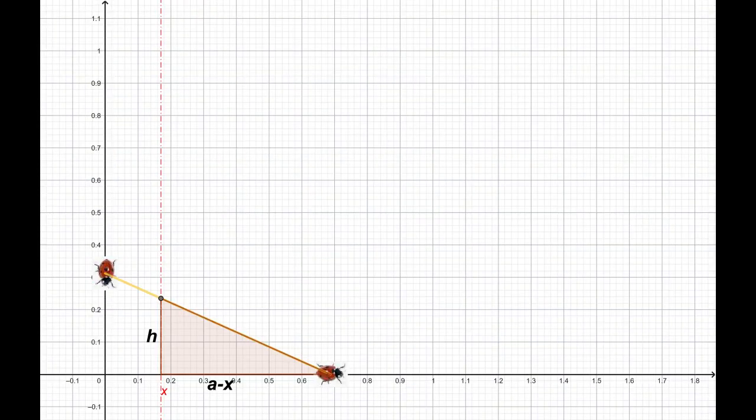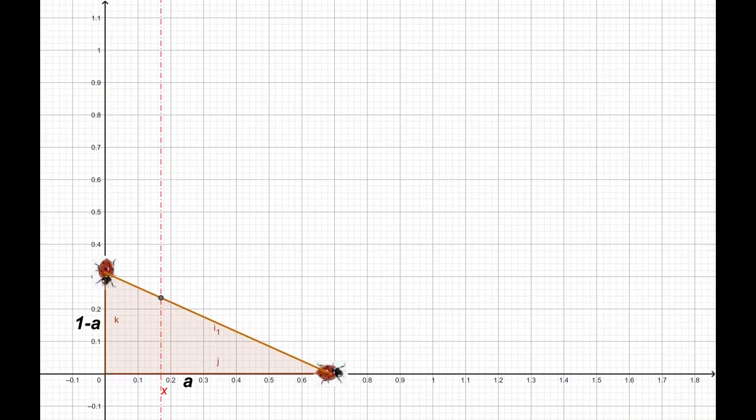I'm going to introduce a couple of new variables here. Let's call the height of the intersection h. And let's call the distance bug A has traveled along the x-axis A. Let's see if we can write an equation for h in terms of A at that particular x.